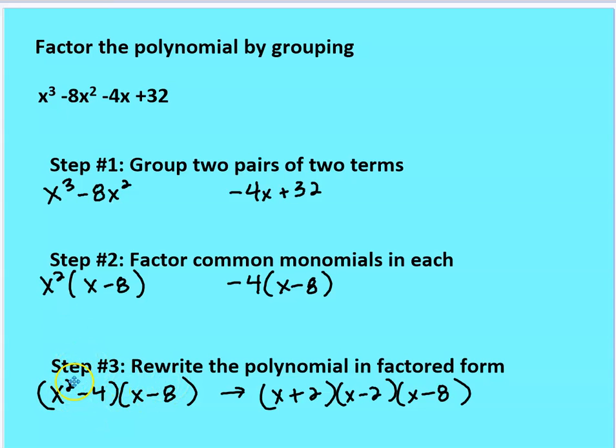I have the difference of two squares here in x squared minus 4. So I have a nested difference of two squares in the polynomial, and x plus 2 times x minus 2 times x minus 8. So I've completely factored first by grouping and then by noticing special product pattern.